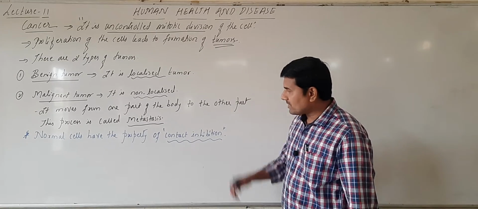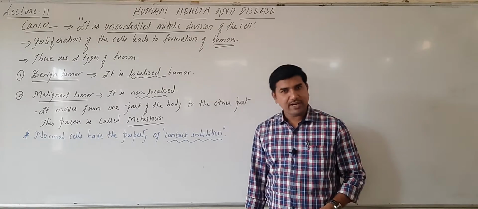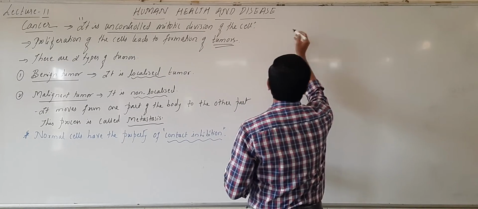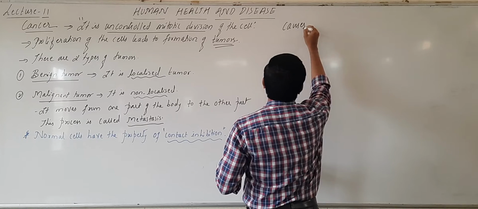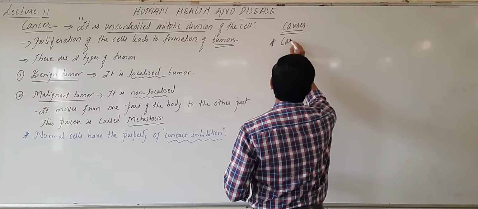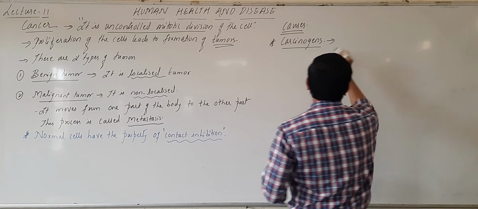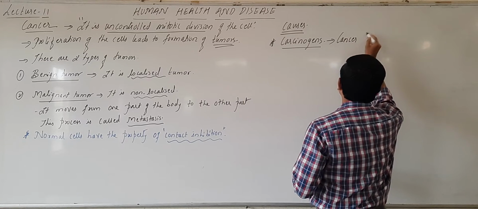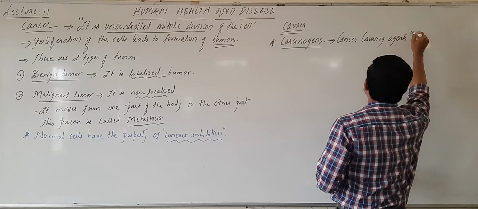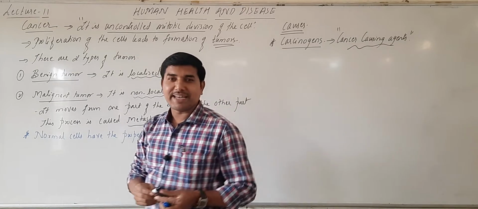So, remember, normal cells have the property of contact inhibition, while cancerous cells have lost this property. Now, what is the main cause of cancer? Let us go for the causes of cancer. Let us come across a definition here: carcinogens. Carcinogens means cancer causing agents. Cancer causing agents are said to be carcinogens.